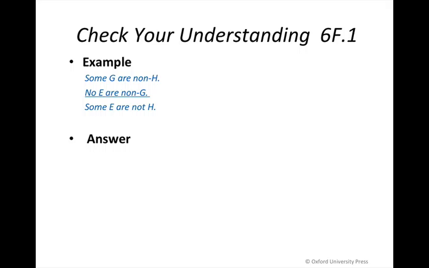Okay, so we can obvert the first premise, some G are non-H, and we get some G are not H. And we can also obvert the second premise, no E are non-G becomes all E are G. And then the conclusion is already in standard form. It's an O proposition.